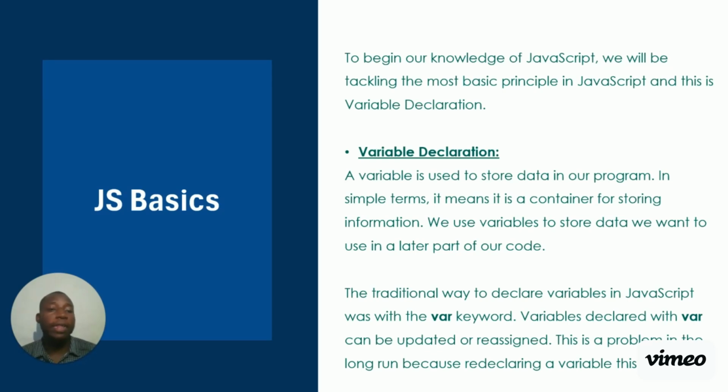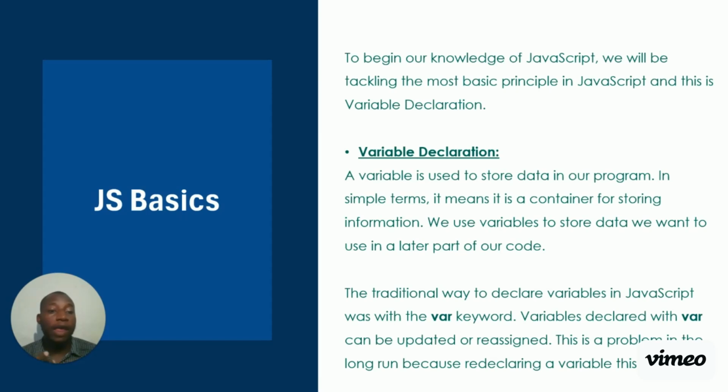A variable is used to store data in the program. In simple terms, it is a container for storing information. We use variables to store data we want to use in the later part of our code. When we dive into Node.js, we are going to be writing 2,000, 3,000, 10,000 lines of code. We are going to want to declare variables and store them somewhere so we can always call them later on. So we are not going to be declaring new variables or adding new data every time we need them. So we need to declare variables and store them in the system memory so we can use them at a later time. This is what variable declaration is all about.